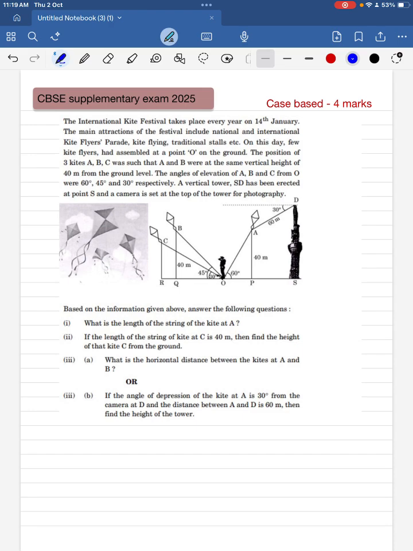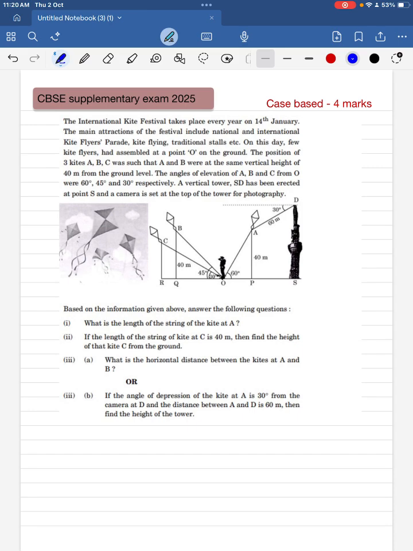The position of the three kites A, B and C were such that A and B were at the same vertical height of 40 meters from the ground level. The angles of elevation of A, B and C from O were 60 degree, 45 degree and 30 degree respectively. A vertical tower SD has been erected at point S and a camera is set up at the top of the tower for photography. Based on the information given above, answer the following questions.